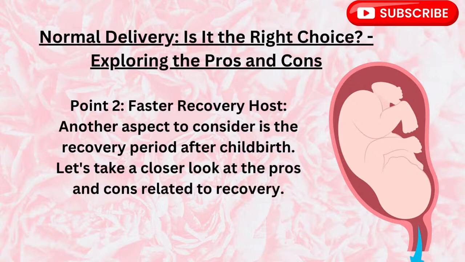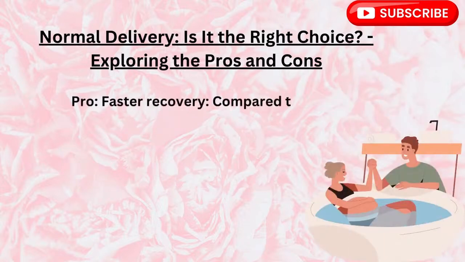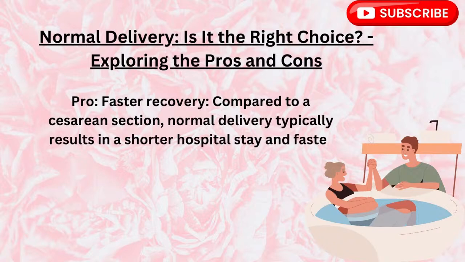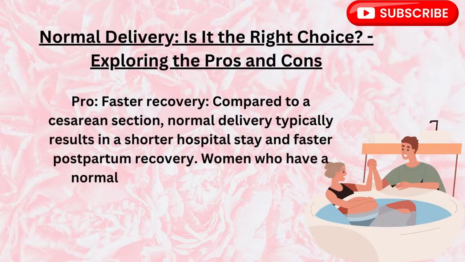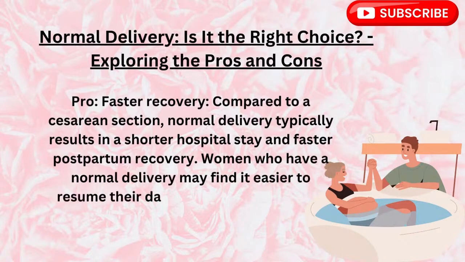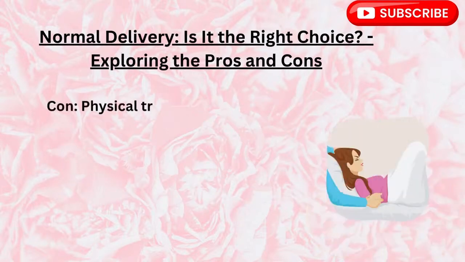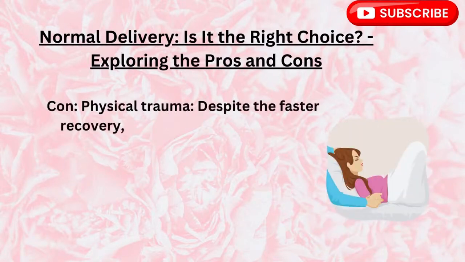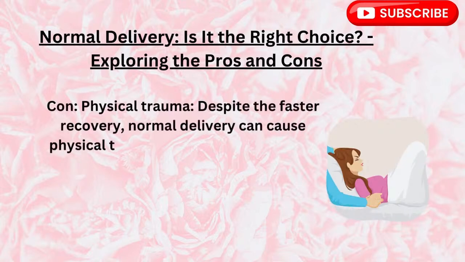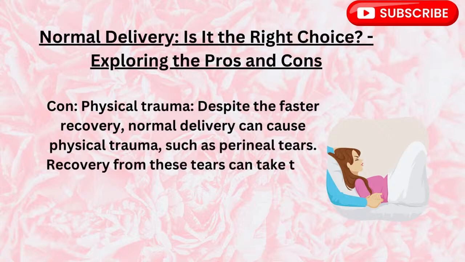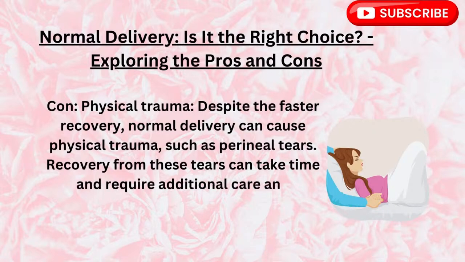Pro. Faster recovery. Compared to a cesarean section, normal delivery typically results in a shorter hospital stay and faster postpartum recovery. Women who have a normal delivery may find it easier to resume their daily activities and care for their newborn. Con. Physical trauma. Despite the faster recovery, normal delivery can cause physical trauma, such as perineal tears. Recovery from these tears can take time and require additional care and attention.